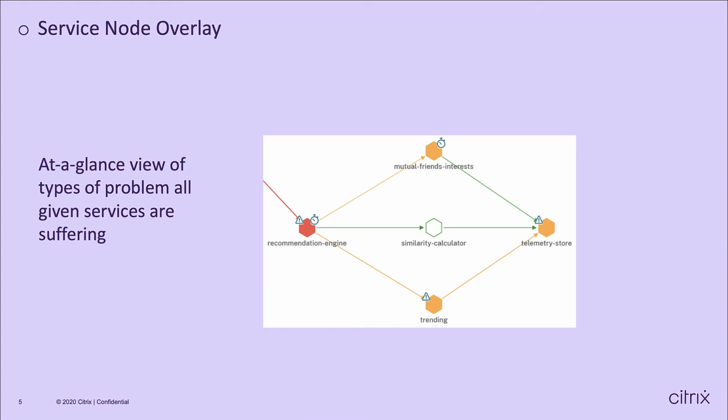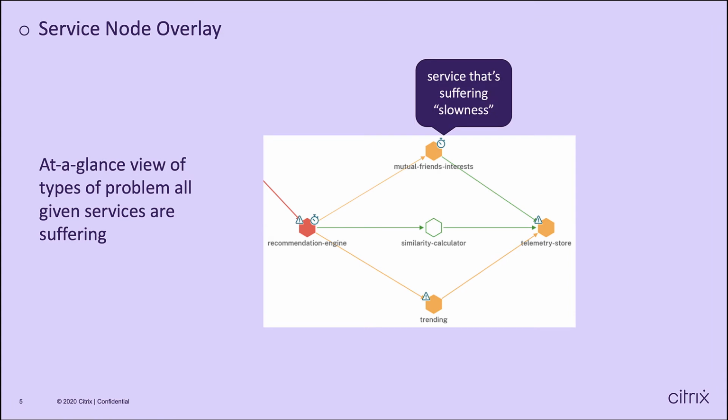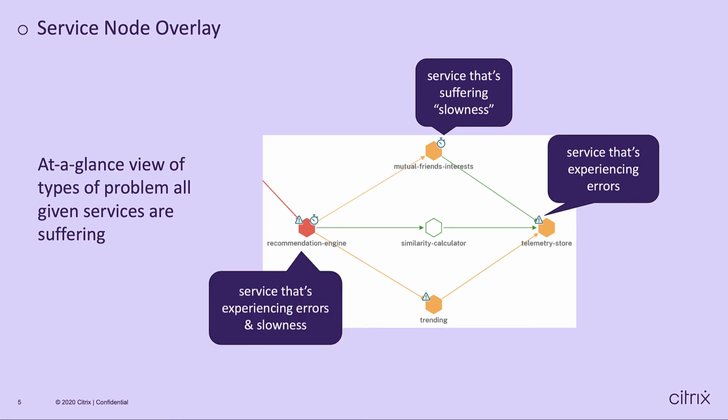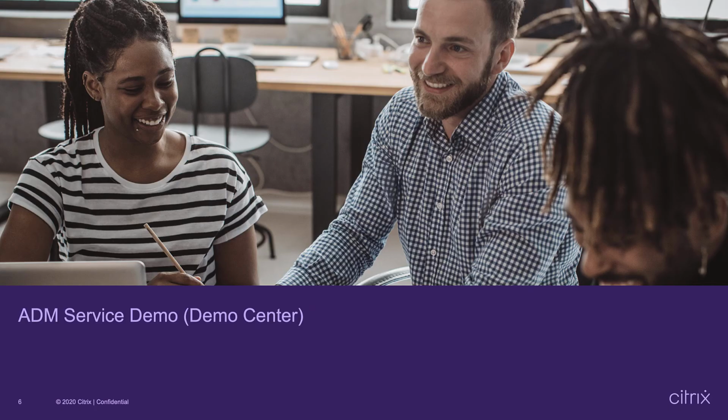Last but not least, we overlaid icons to the problem services to give an intuitive view to tell 1, whether or not there is any problem, and 2, what types of problems they are. Service with a stopwatch icon indicates that the service has latency or response time issues. Service with a warning icon indicates that the service has errors. Service with both stopwatch and warning icons indicates the service has both errors and latency or response time issues. That's it. And now let's move on to the demos.